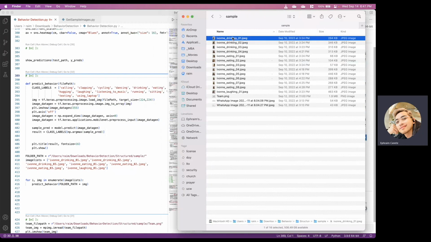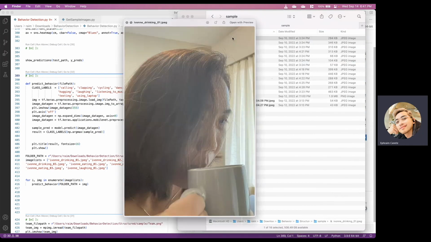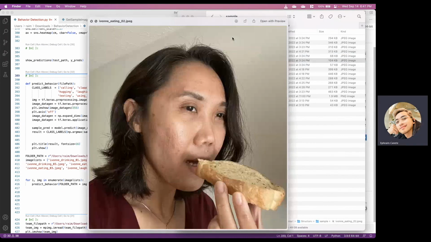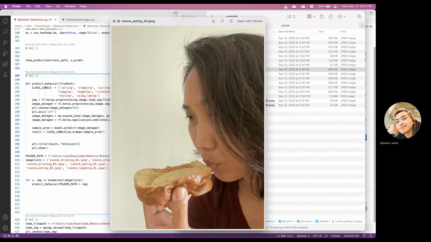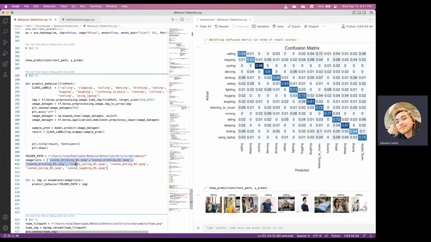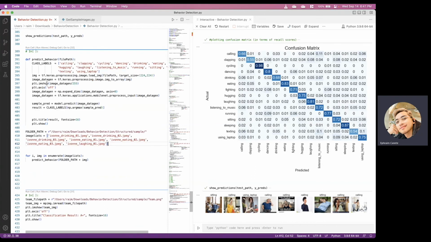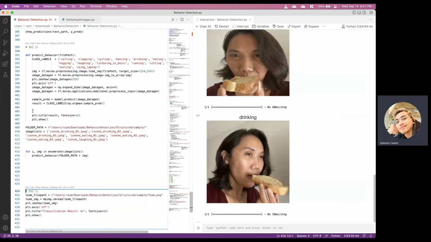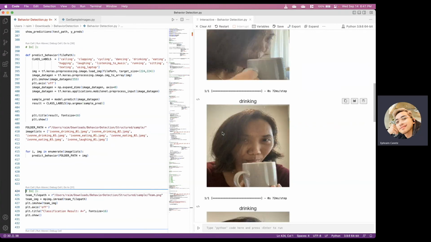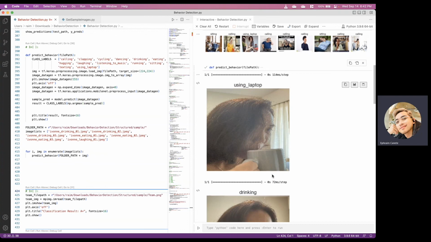This is a new image that's not from our dataset, like Yvonne drinking, and Yvonne in a different dataset that we have. Okay, and eating. Let's run that, list the different images that we want to predict, and show the prediction. After running, you can see that our model has predicted the different behaviors. Let's start from the first image. It appears that when Yvonne is drinking, our model wrongly classified that as using a laptop.